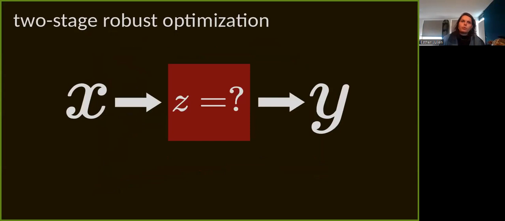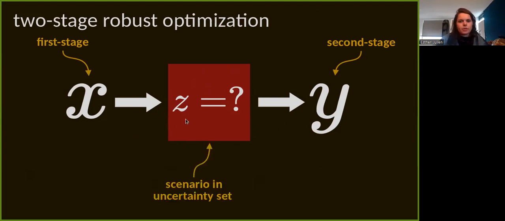And then what we were working on is two-stage robust optimization. So you have to make a decision before and after a so-called realization of uncertainty. So this Z is the scenario. And the X is first stage, the second stage is the Y, and then the Z is the uncertain scenario in an uncertainty set. And ideally, you would like to solve both X and Y at the same time, because there can be some dependencies between the two stages.